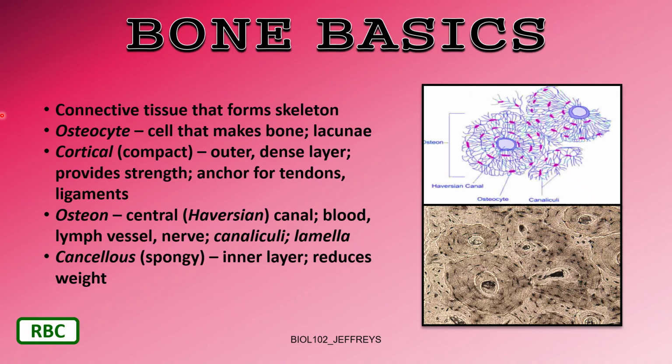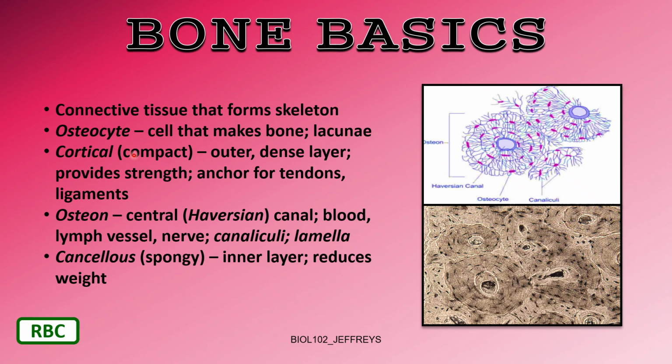So we have already covered bone tissue as one of the primary tissue types when we talked about tissues in animal form and function. So this is just a quick review. This information you've already seen before. Bone is a connective tissue that forms the skeleton. Osteocytes are cells that make bone. That's the osteo part of osteocyte. And they hang out in these little spaces within compact bone called lacunae.